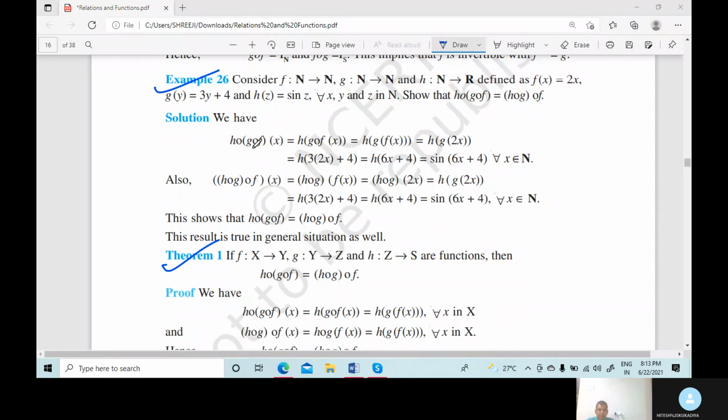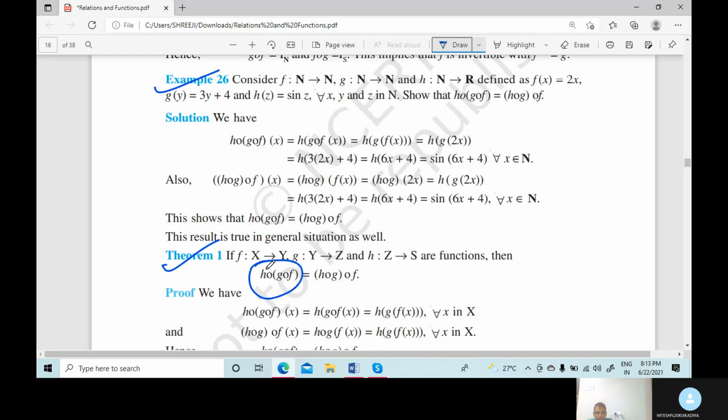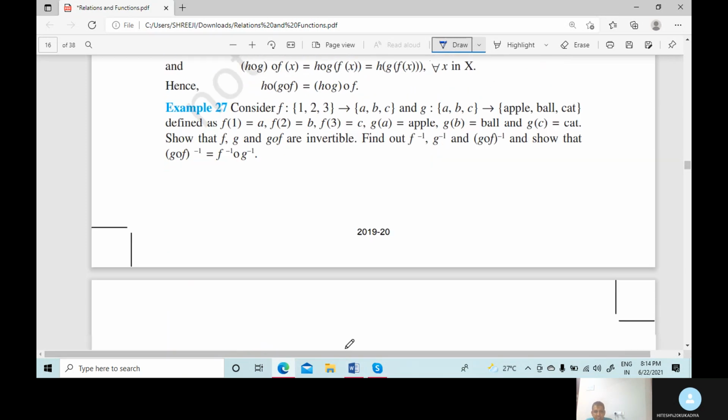In the last lecture we completed example number 26 and, similar to it, Theorem 1. We discussed the composition of three functions. Theorem number 1: (h∘g)∘f = h∘(g∘f). Now we continue the discussion of the composition of functions.